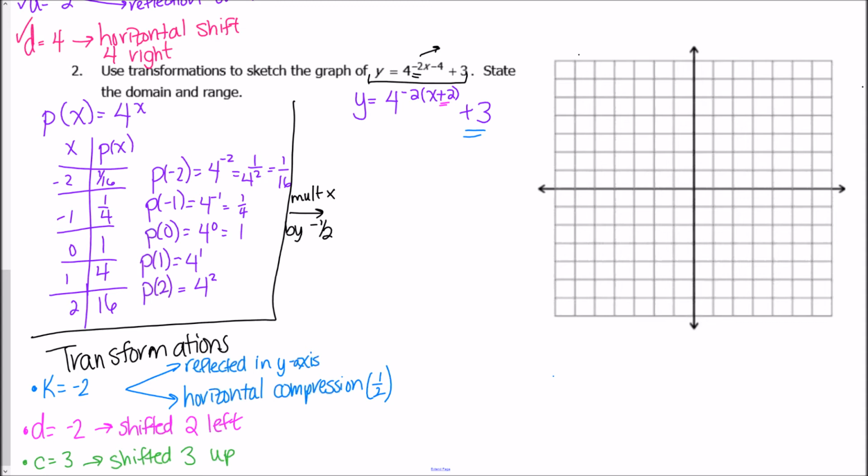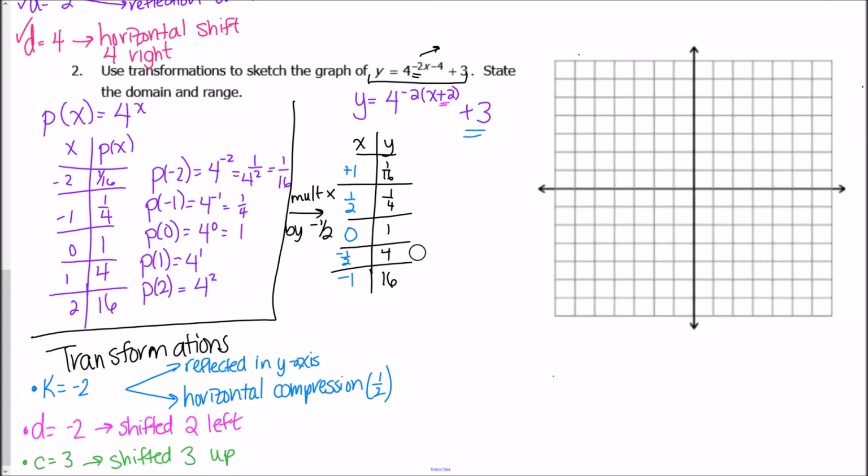So in order to be able to do that, my y values are not being compressed or stretched, so I'm not going to multiply y by anything. I'm just going to keep my y values the same: 1/16, 1/4, 1, 4, and then 16 right here. When I multiply my x values by negative 1/2, the negative 1 becomes positive 1/2, the 0 stays 0, this 1 becomes negative 1/2, and this 2 becomes negative 1.